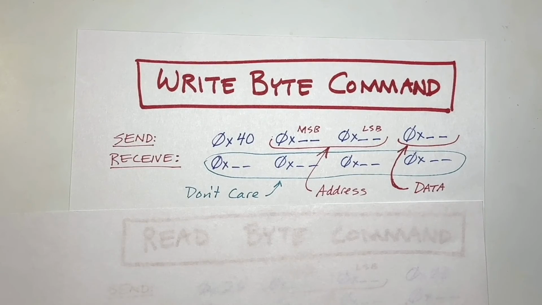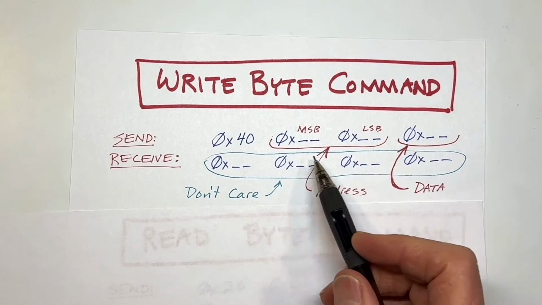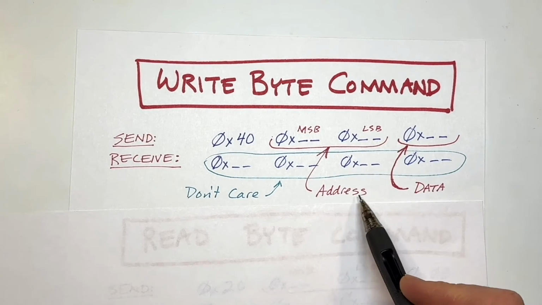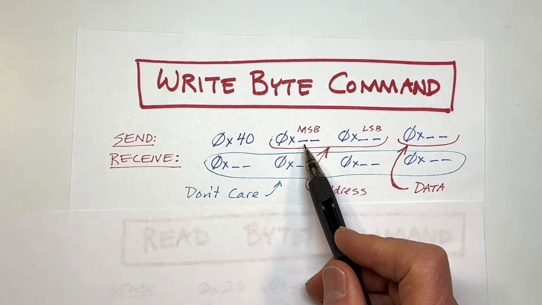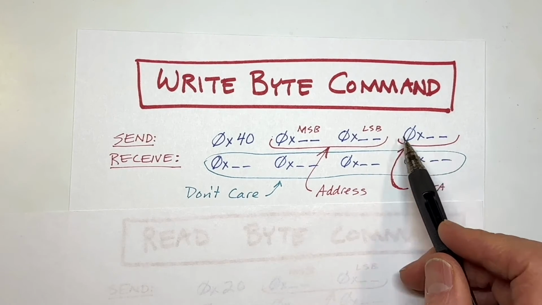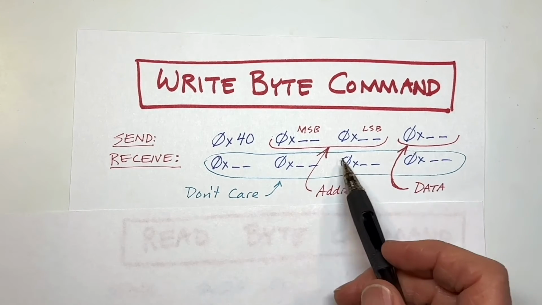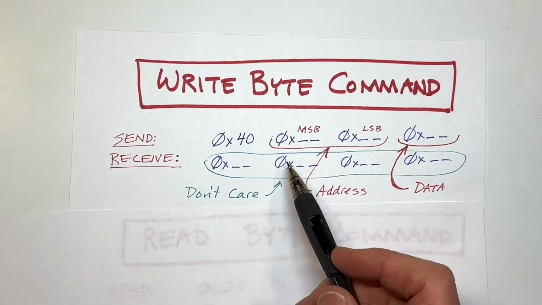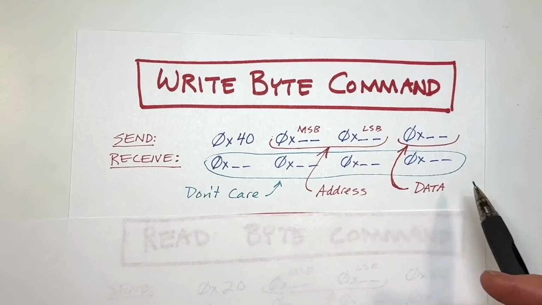So next, let's look at the write byte command. Again, that takes 4 bytes, so we send hex 40 first, followed by the address. The address is 16 bits, so we send it as 2 bytes. First, we send the most significant byte, and then we send the least significant byte. And finally, we send the data byte itself. And so this is going to write this byte into this particular address in the flash. Of course, being SPI, we get a bit back for every bit we send. So we get 4 bytes back, but we don't really care what they are.